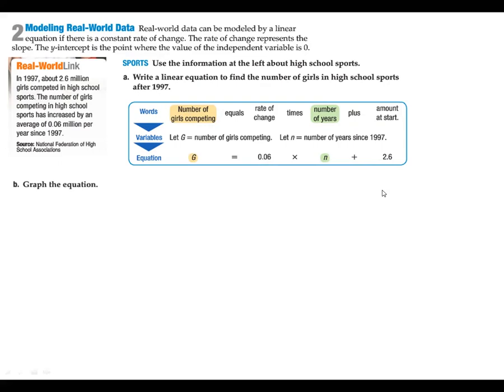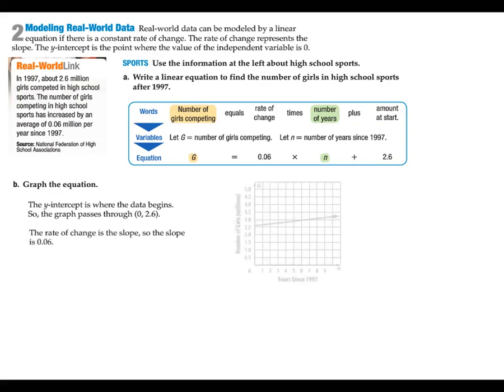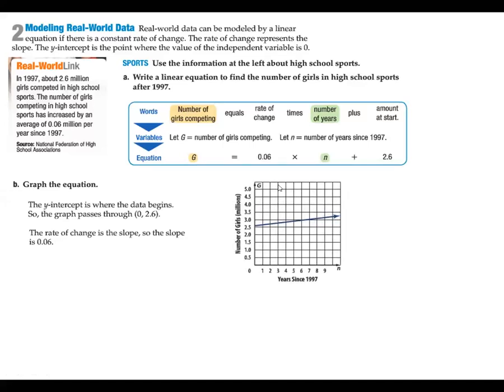Second, we want to graph the equation. So the y-intercept is 2.6, so the graph passes through (0, 2.6), and the rate of change is the slope, so the slope is 0.06. If you looked at the graph, you would start at 2.6, and then to graph 0.06, just think of it as 0.06 over 1.